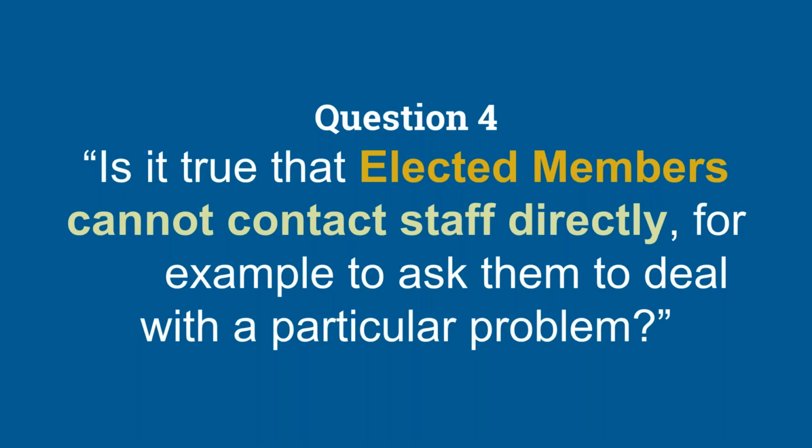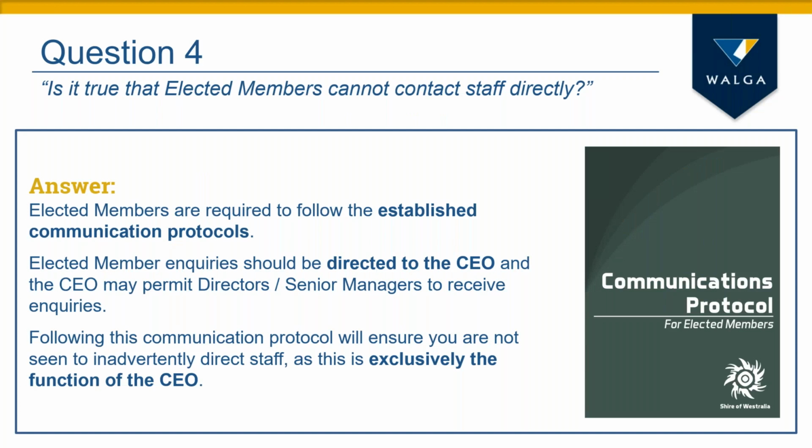And question 4, is it true that elected members cannot contact staff directly, for example, to ask them to deal with a particular problem? Elected members are required to follow established communication protocols. Elected members' inquiries should be directed to the CEO in the first instance, and the CEO may then permit directors and senior managers to receive inquiries. Following this communication protocol will ensure you are not seen to inadvertently direct staff, as this is exclusively the role of the CEO, as we have seen previously.